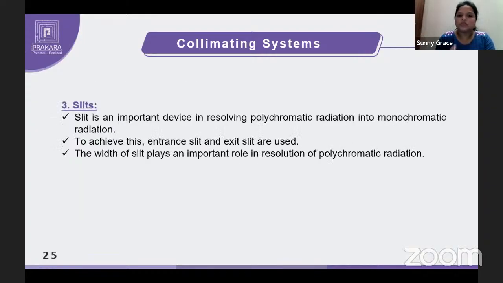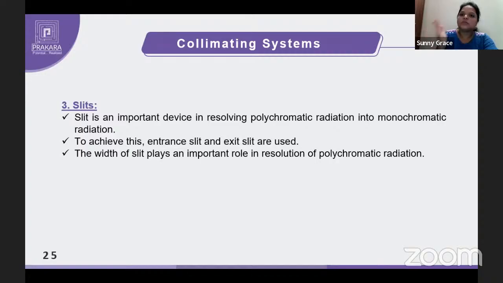Then coming to the next one, the slit. Generally, in any UV visible spectrophotometer, these are what you will see in the collimating system: lenses as well as slits. We use the slit because it is a very important device for resolving polychromatic radiation into monochromatic radiation. Whatever radiation is coming, we can't use all of it, right? We only want the desired wavelength, which is called lambda max.